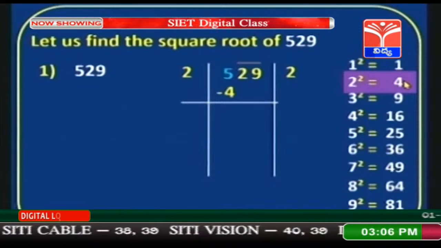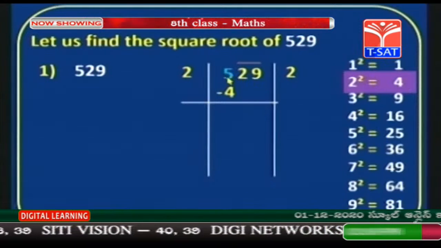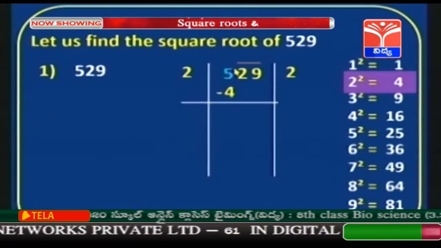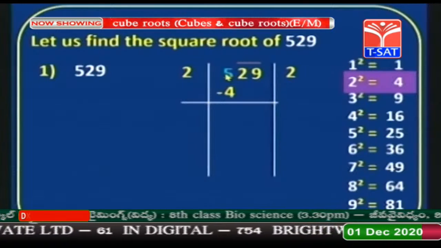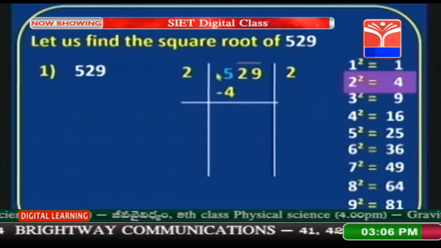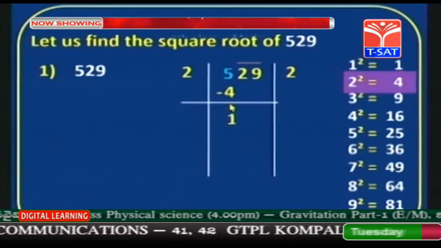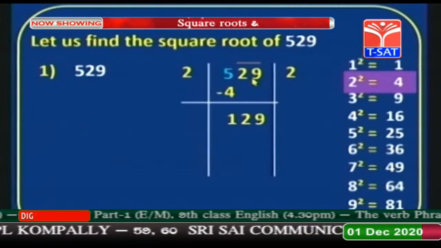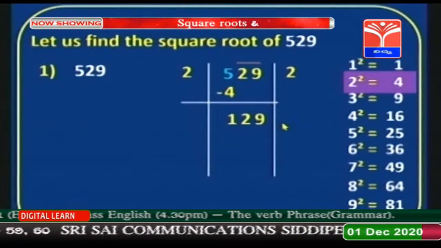We have to take a number which is less than or equal to the first group or single digit. As it is 5, I am taking 4. What is 5 minus 4? Yes, it is 1. Now, you have to take these 2 digits 29 as it is. Now, it is becoming 129.